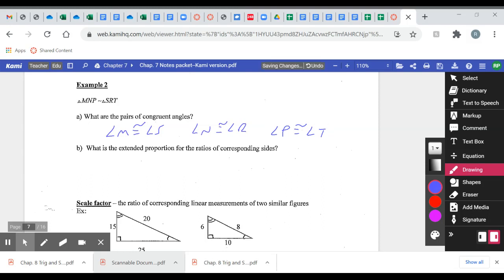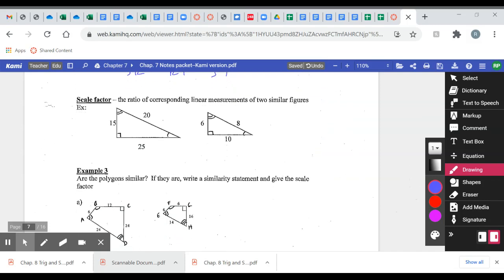Our extended proportion is, again, corresponding sides written as ratios. So MN, first two letters, over SR, first two letters, then last two letters NP over last two letters RT, and first and last NP over first and last ST. Then here, scale factors, just reminding us that it's the ratio of the corresponding linear measurements of the two corresponding sides.